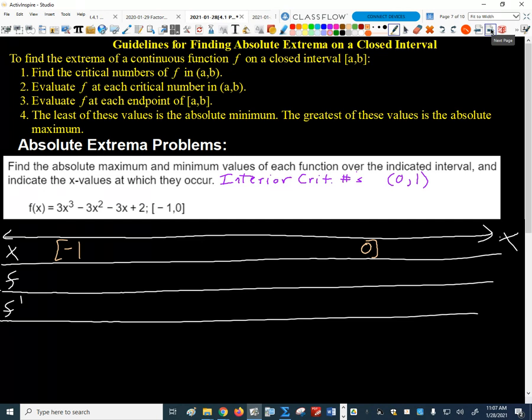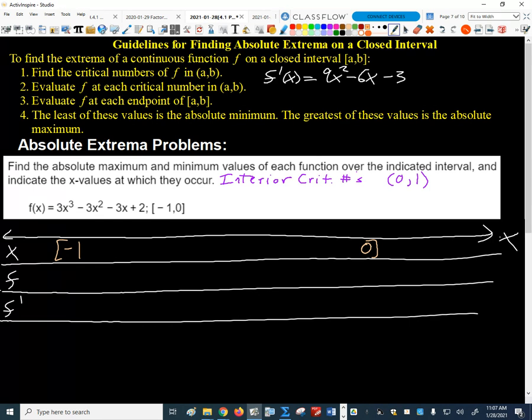So here's our function f of x. Let's calculate the derivative. It's an easy one to calculate this time. I'll just do it up here, how about? So what is f prime of x here? Well, you're all telling me right now we're going to get 9x squared minus 6x minus 3, right? There's our derivative function.